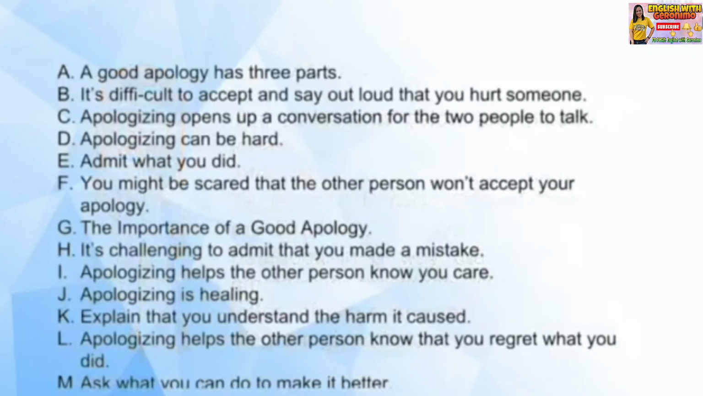Here are the statements. Letter A. A good apology has 3 parts. Letter B. It's difficult to accept and say out loud that you hurt someone. Letter C. Apologizing opens up a conversation for the 2 people to talk. Letter D. Apologizing can be hard. Letter E. Admit what you did. Letter F. You might be scared that the other person won't accept your apology.